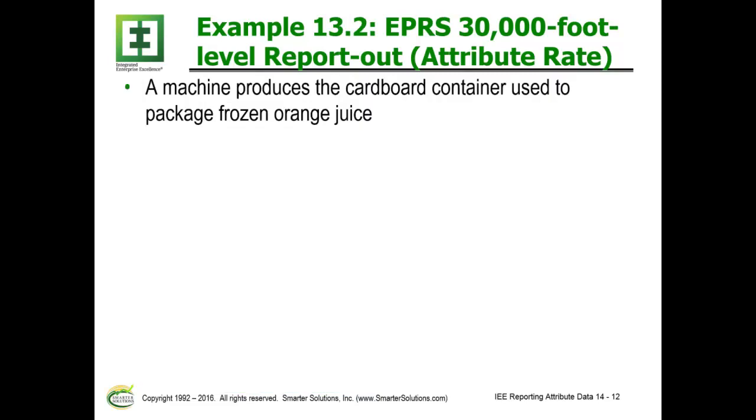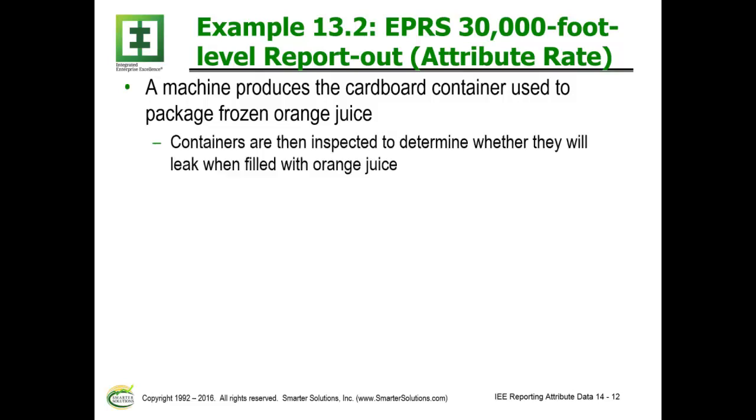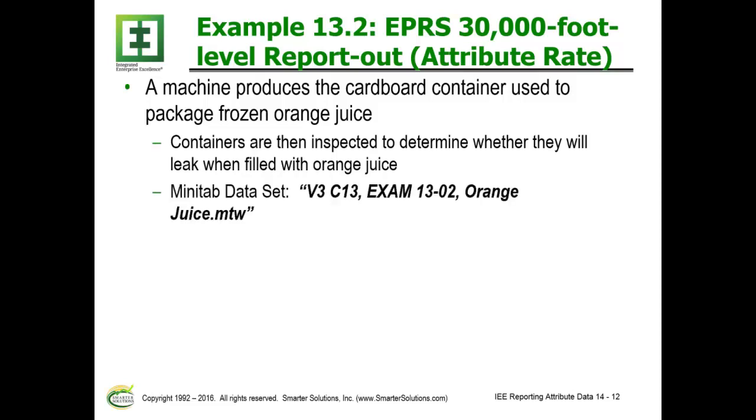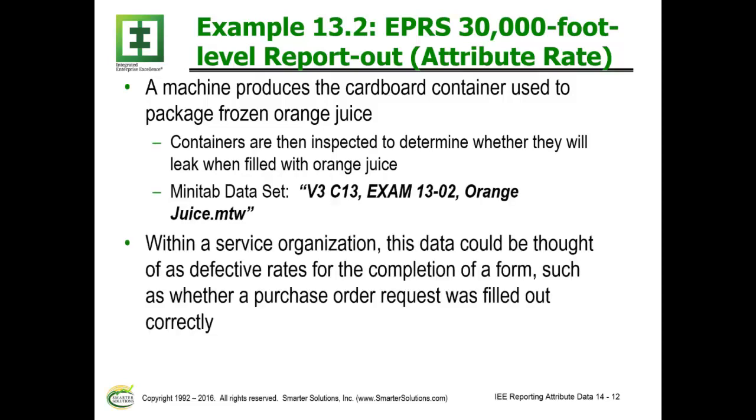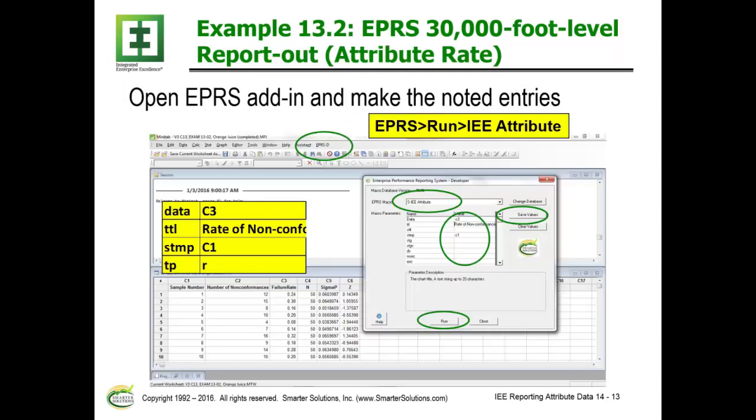Let's look at another situation. We produce a cardboard container, and they inspect for leakage. Let's pull up this data set. For those in the transactional world, instead of an orange juice container, this could be a transaction that went through a process. So the form either fails or not, and fails for one or more reasons.